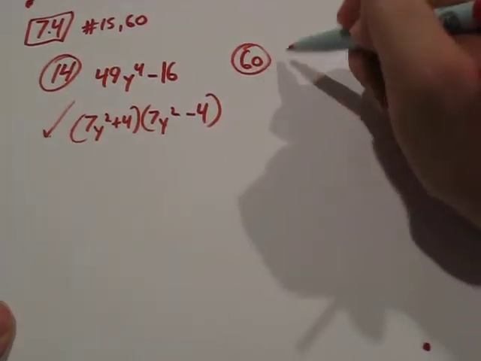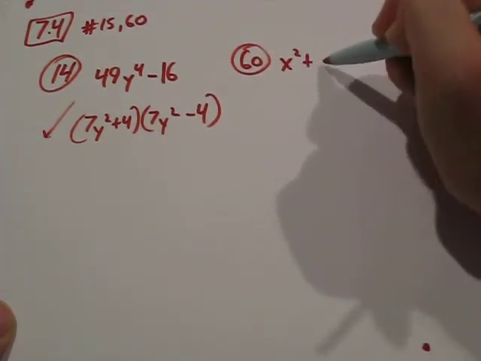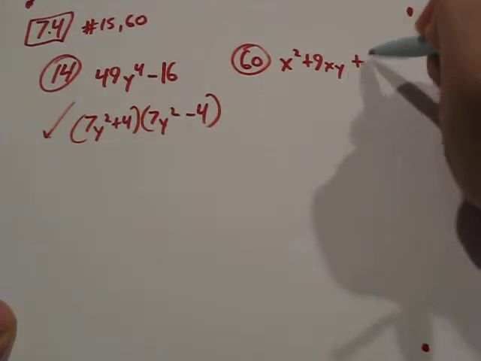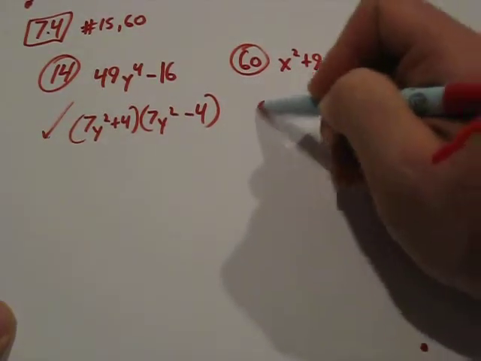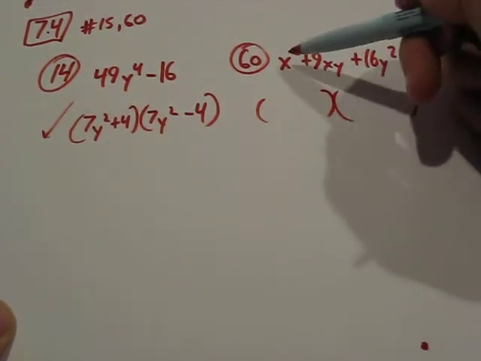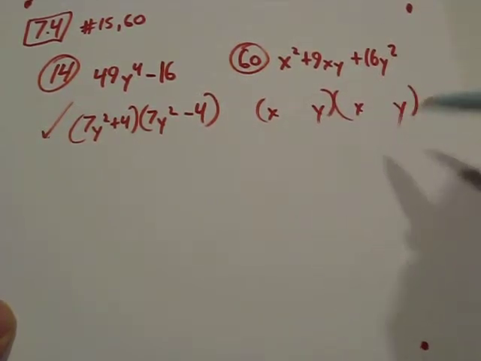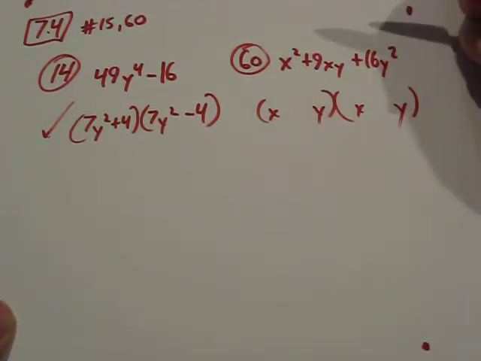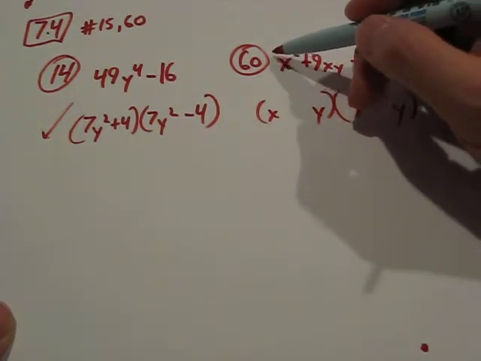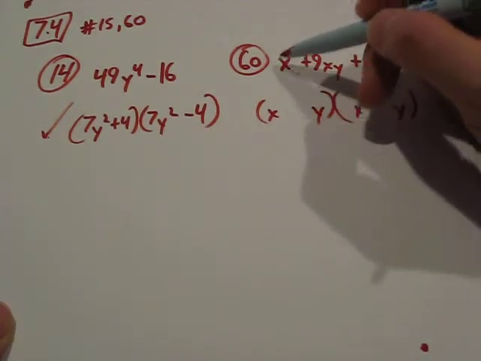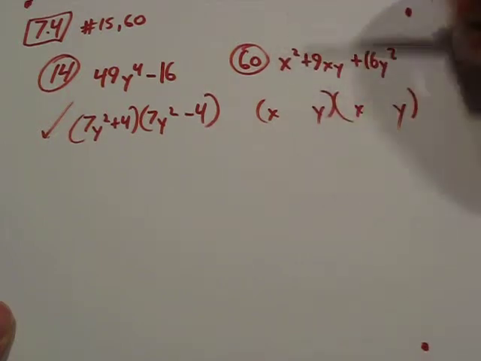Problem number 60 is x squared plus 9xy plus 16y squared. Now first of all, since we have an x squared and a y squared, our problem is going to look like this, with numbers possibly in front of them. Now, we check to see, does this problem have a 1 in front of it? It does. So this is easy factoring.